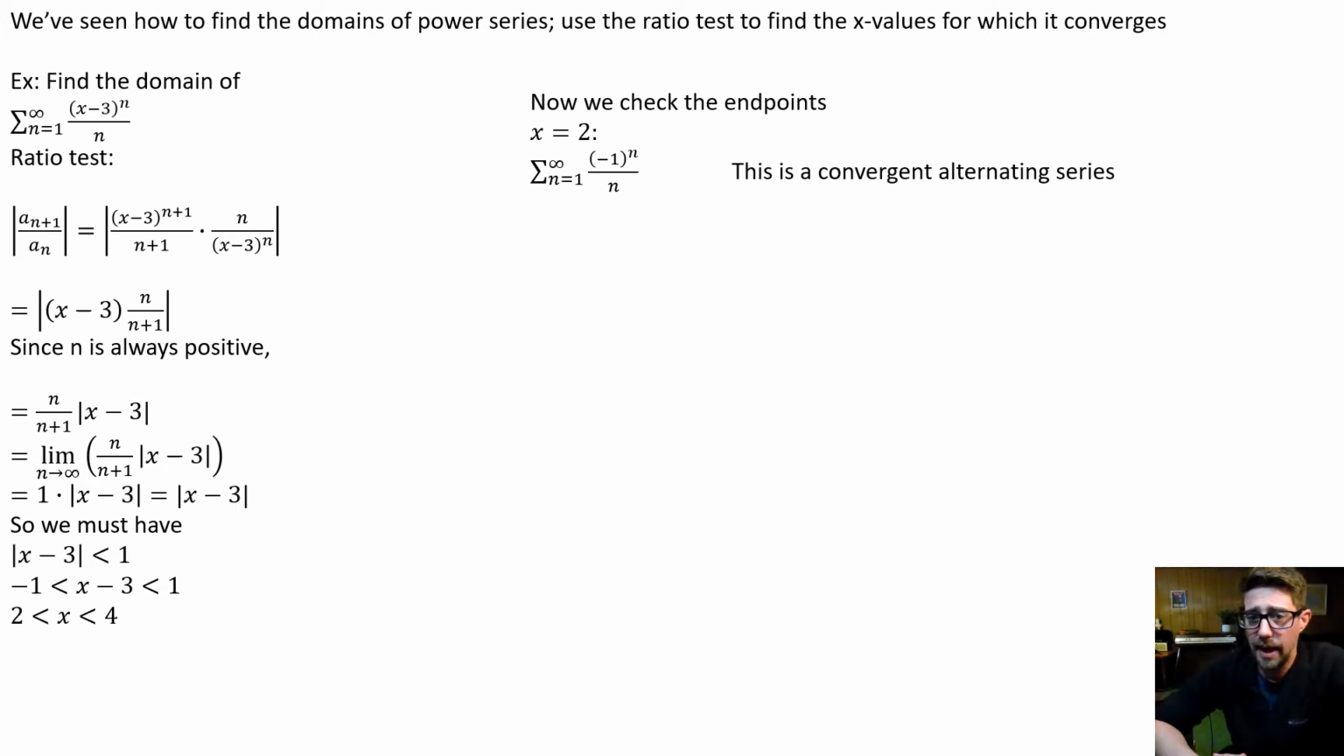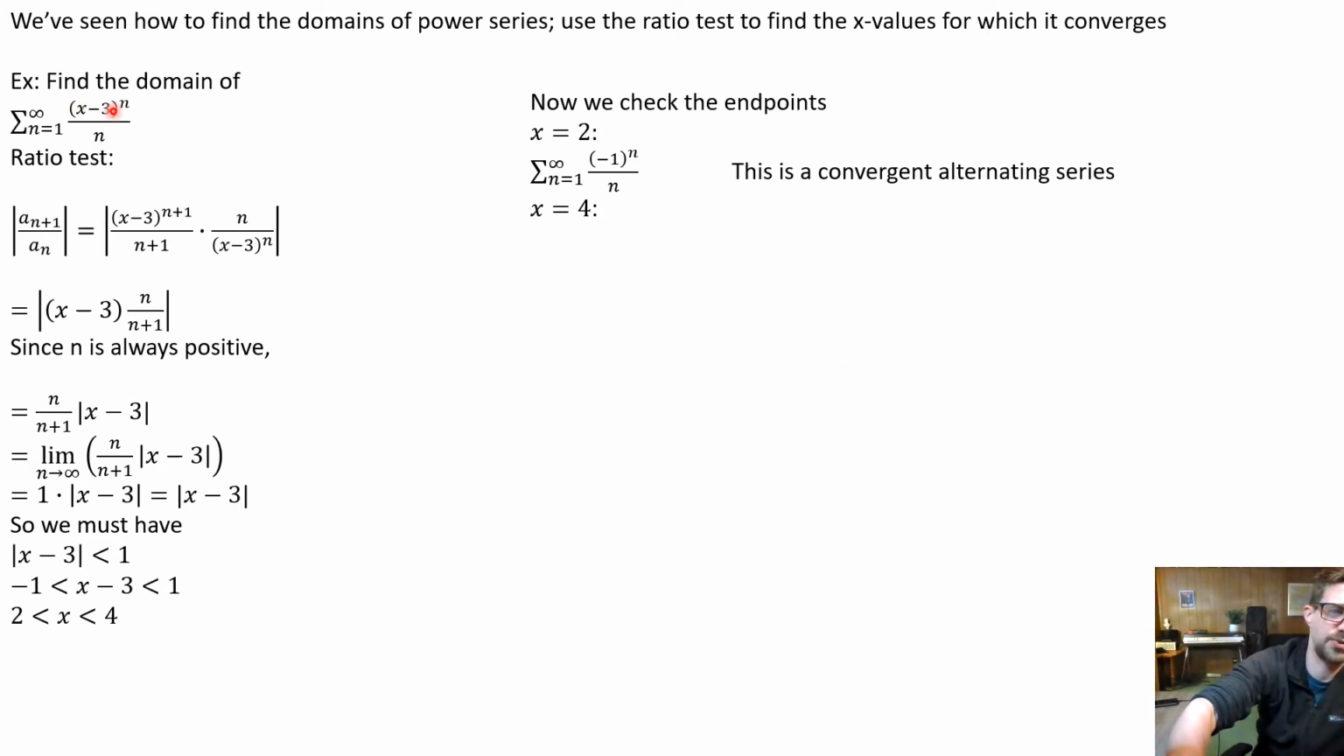Okay, so I'm just going to say that and not prove it. You've done that though. The limit as n goes to infinity of 1 over n is 0, so this thing converges. If it weren't alternating, it would not converge. It's a harmonic series. Okay, so when x is 4, like I said, literally you just go back here.